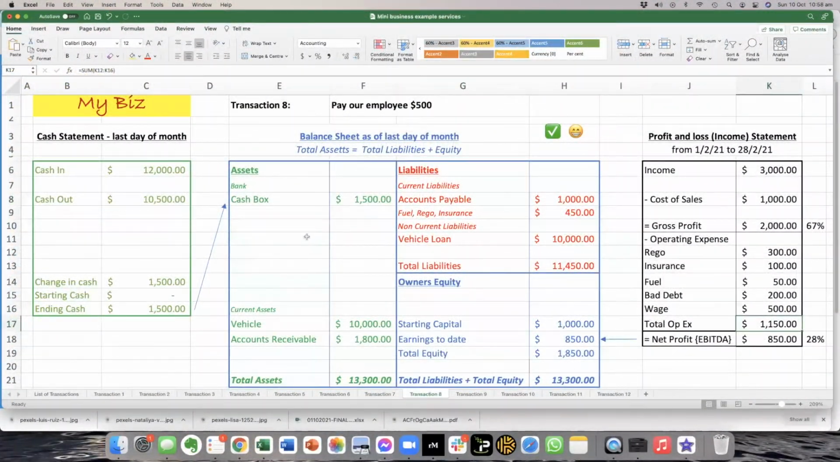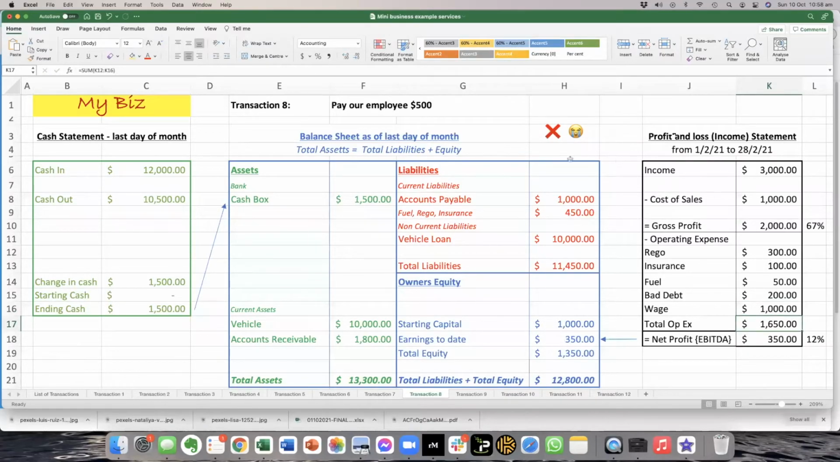All right, we're up to transaction 8 of 12. So I've got this and 4 others to go. It's time to pay the employee we brought on a couple of weeks ago. And we said we paid them $500. So it's payday, time to pay them. We're going to go over to our wages, P&L to start with first. And we're going to add 500 to the 500 we've already done for this P&L. So this number becomes 1,000.